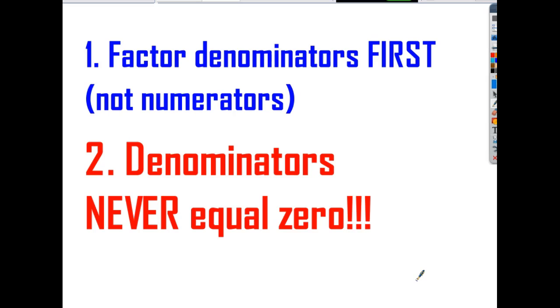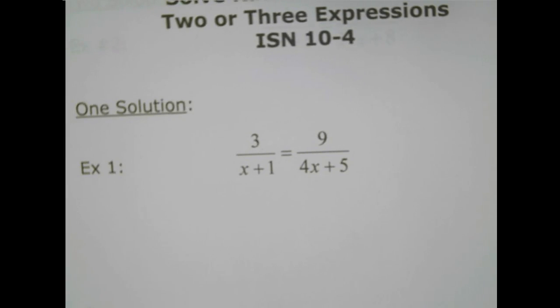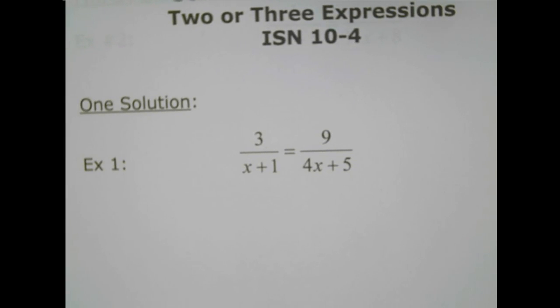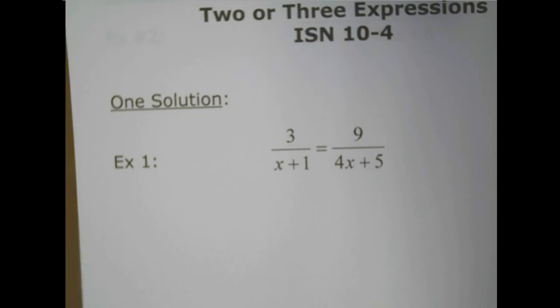And then a reminder from previously, denominators cannot be equal to 0. Write this on your note paper. Okay, problem number 1. These denominators don't factor. So, second, the denominators cannot be equal to 0.